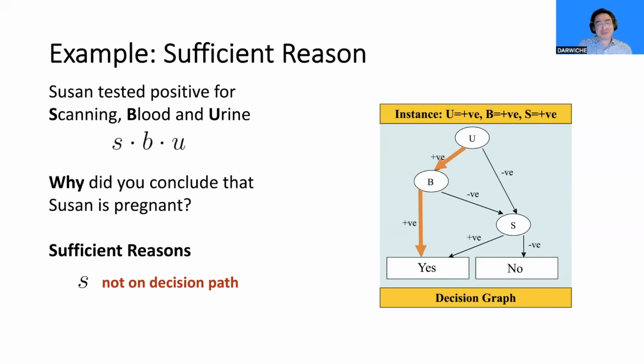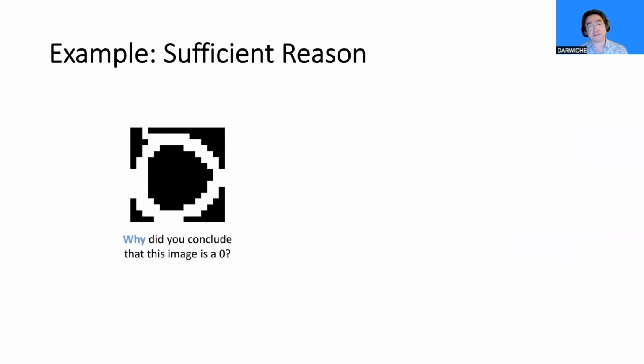Now, there are actually 2 sufficient reasons in this case, and this is the second one, which is the one that was captured. By the way, check it. This may look surprising, but if the scanning is positive, there are 4 cases, depending on the values of blood and urine. Try all 4 cases in this decision graph, and you'll find that in all of them, you'll land at the yes decision as well. Okay, let's look at a more substantial example.